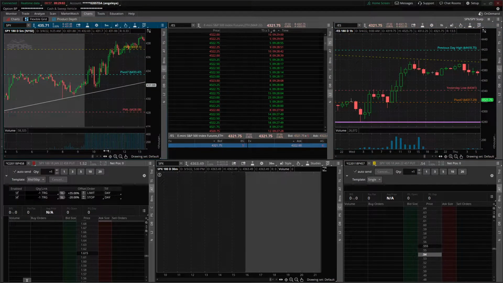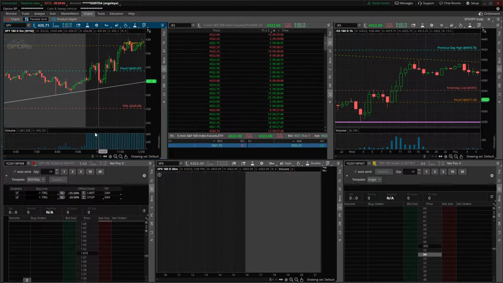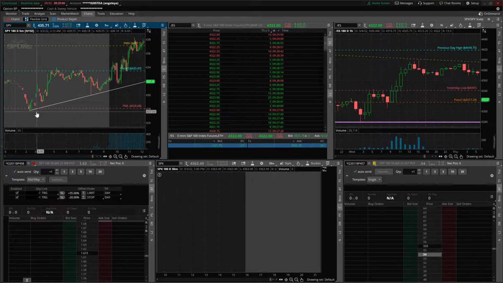All right, so here's how I planned this trade. Nothing really too difficult. You guys could see that in pre-market.